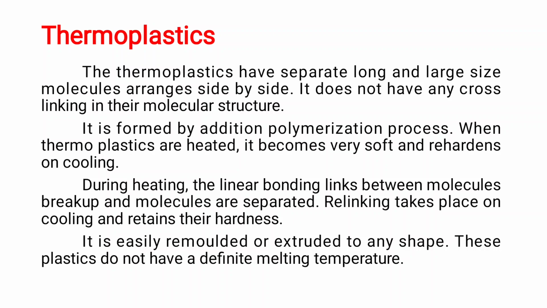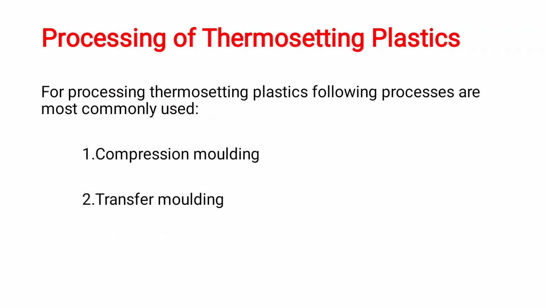When thermoplastics are heated, they become very soft and re-harden on cooling. During heating, the linking bonds between molecules break up and the molecules are separated. Re-linking takes place on cooling and they retain their hardness. For the processing of thermosetting plastic, there are two types of processing: compression molding and transfer molding.